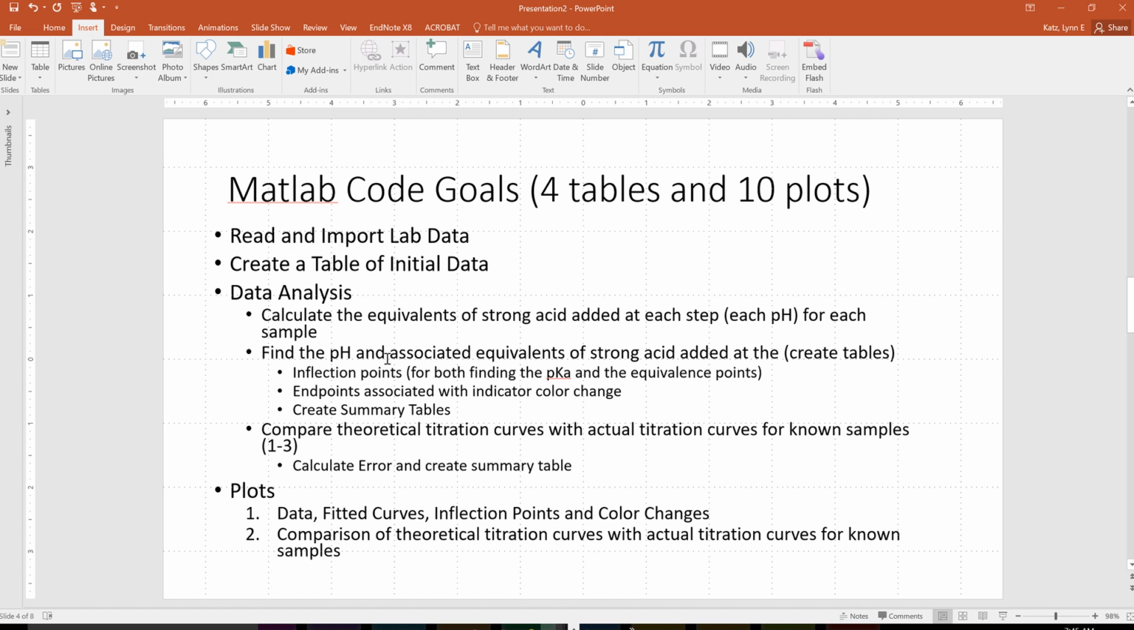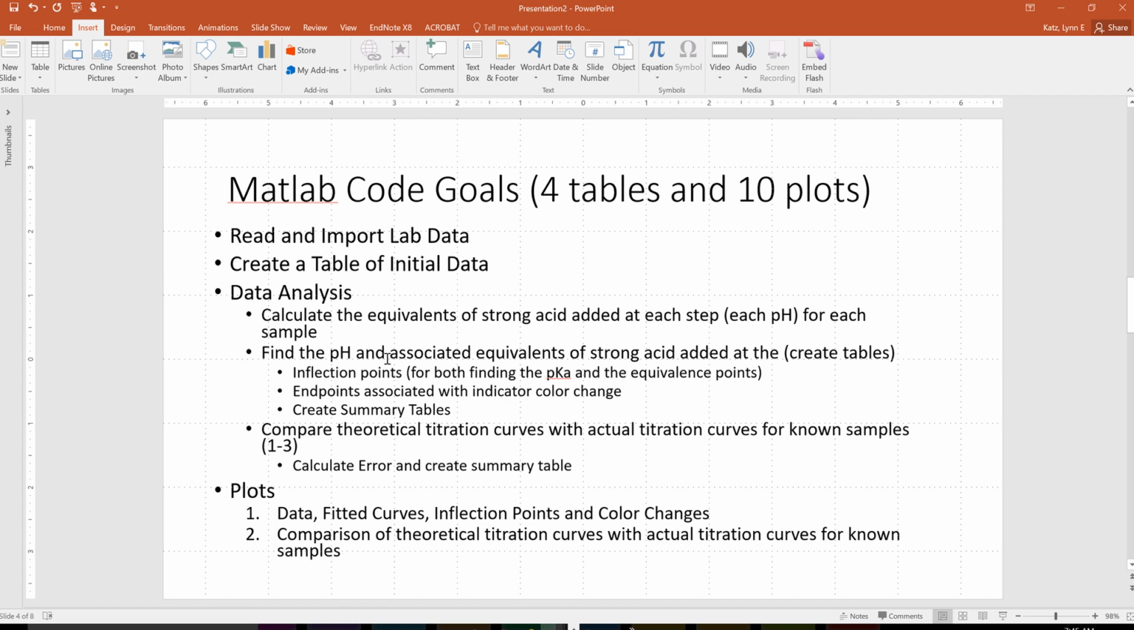So the code has a number of goals which will end up producing 4 tables and 10 plots for you. The first is to read and import the lab data, and create a table of initial data that will allow you to see what the initial pH of the data was for each of the samples.